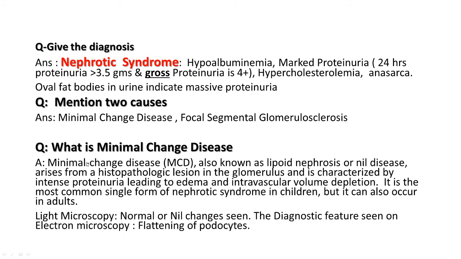What is minimal change disease? Minimal change disease is also known as lipoid nephrosis or nil disease, because microscopically you will see normal glomeruli, and it arises from the histopathologic lesion in the glomerulus. It is characterized by intense proteinuria leading to edema and intravascular volume depletion. It is the most common single form of nephrotic syndrome in children, and it can also occur in adults. On light microscopy, you will see normal or nil changes. The diagnostic feature seen on electron microscopy is the flattening of podocytes.